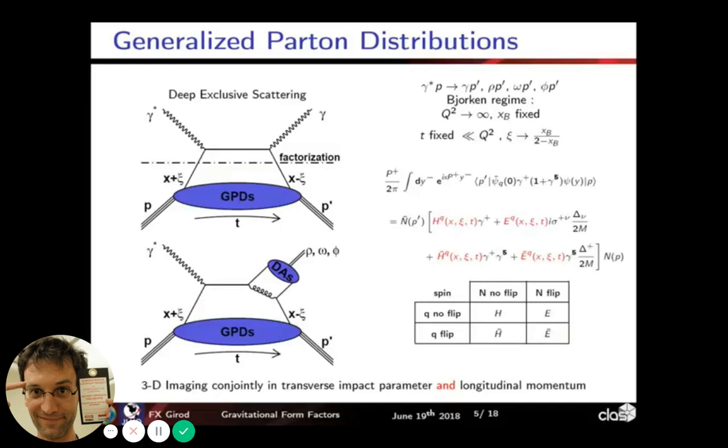At leading twist, there are four chiral even GPDs, H, E, H tilde, and E tilde, depending on whether we flip the spin of the quark or whether we flip the spin of the nucleon. In this talk, I'm going to concentrate on the GPD H.